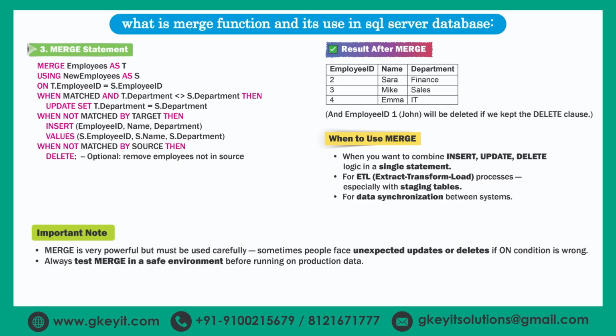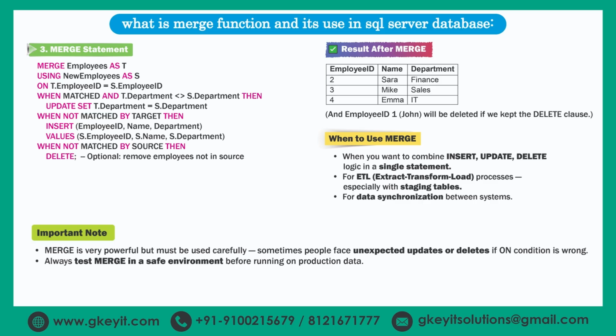And coming to the next thing, when not matched by the target, then insert employee ID, name and department. If there is no match found, the new record we have to insert. The values from S dot employee ID, comma S dot name, comma S dot department, that is the source table. When not matched by the source, then delete. It is optional. We can use it or we cannot have it here. For the understanding of all the things in the merge statement, we are including the delete as well here.